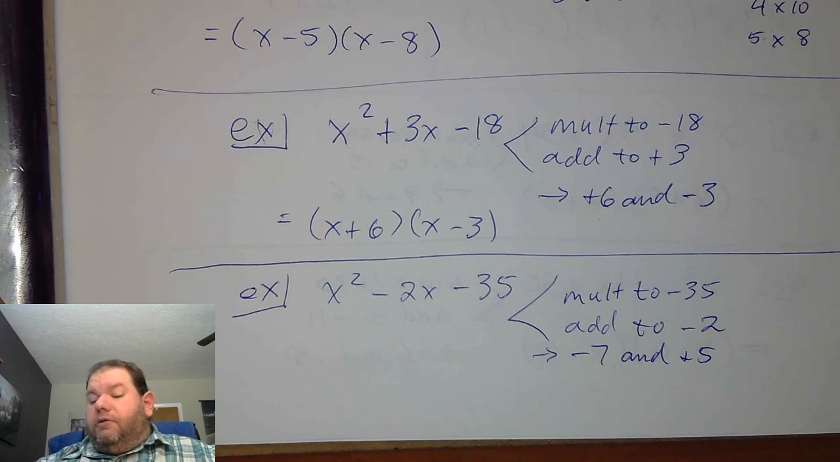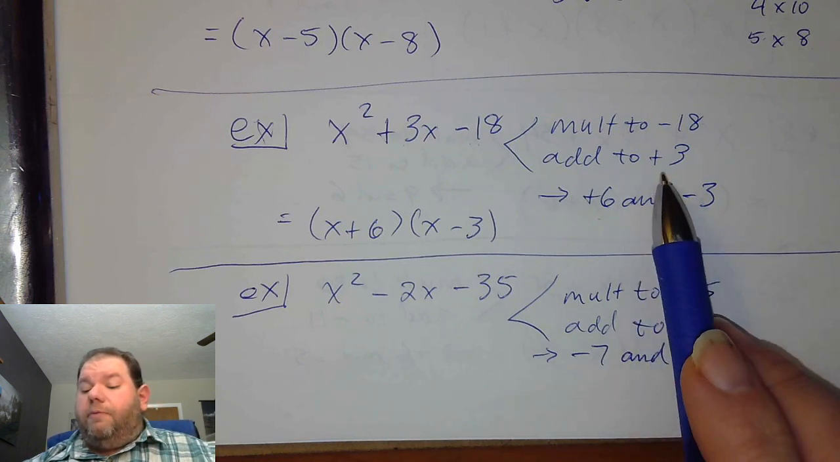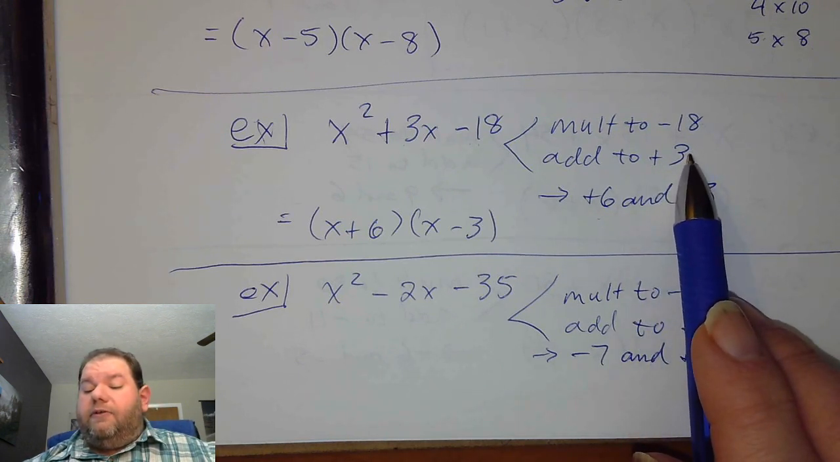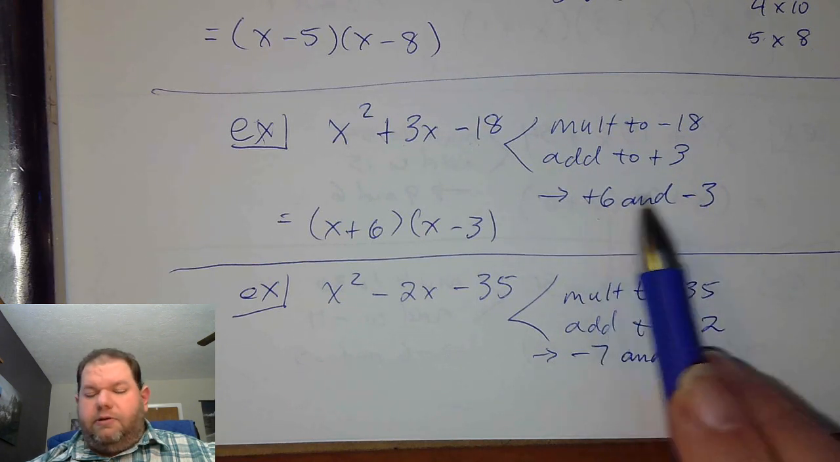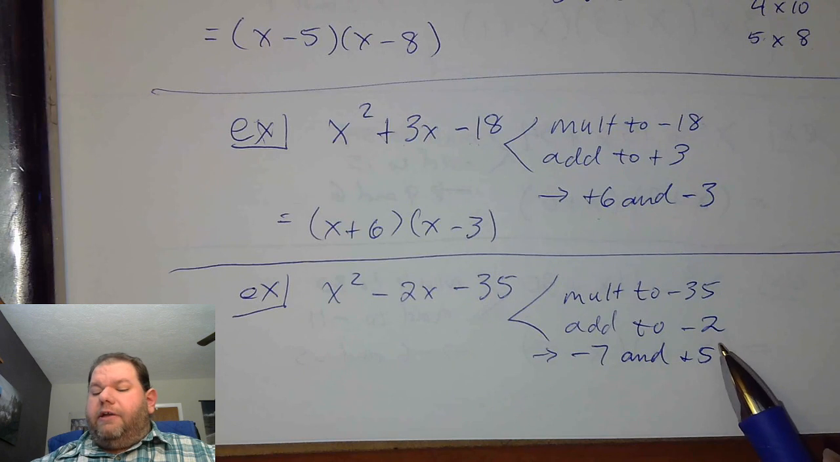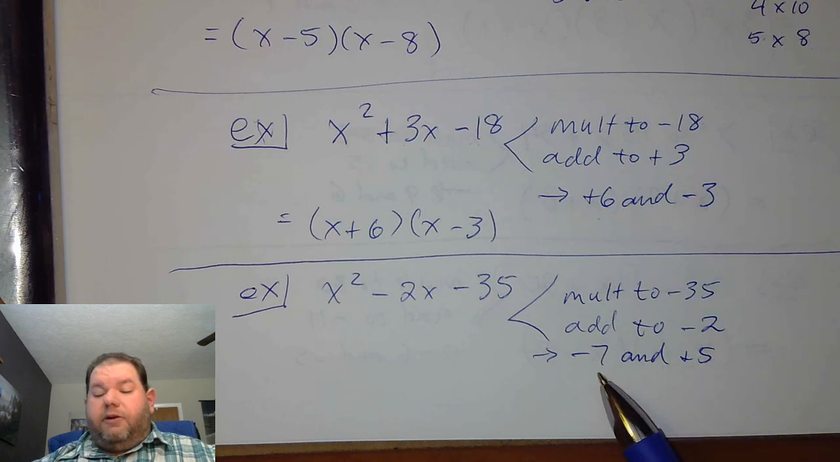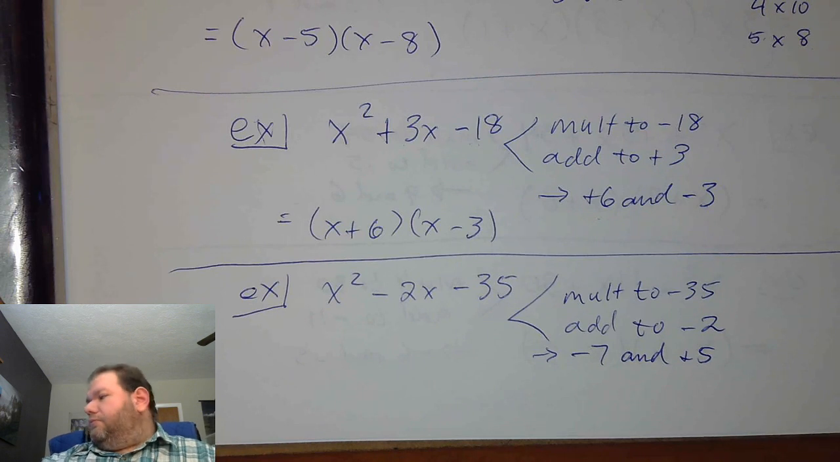Now, one way that we can figure out which one's positive and which one's negative, if they add up to a positive number, that means the bigger number must be positive for that to happen. And if they add up to a negative number, then the bigger number must be negative for that to happen. And so that's another way we could tell which way that's going to go.